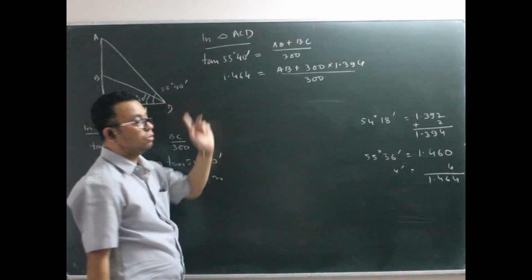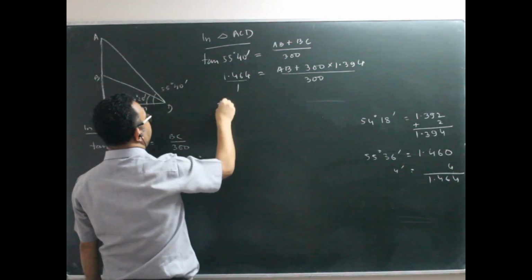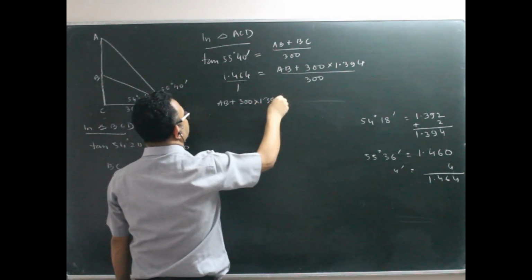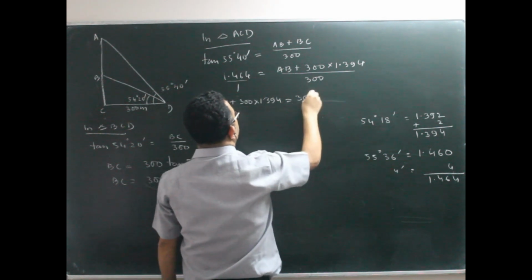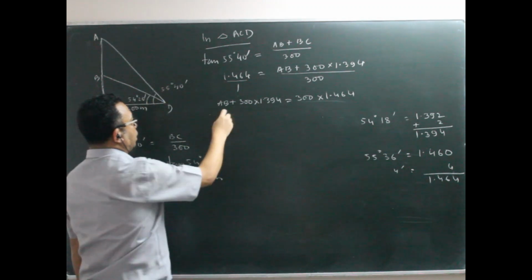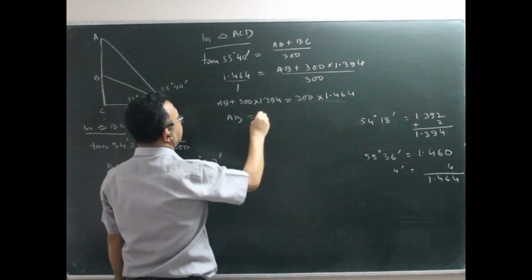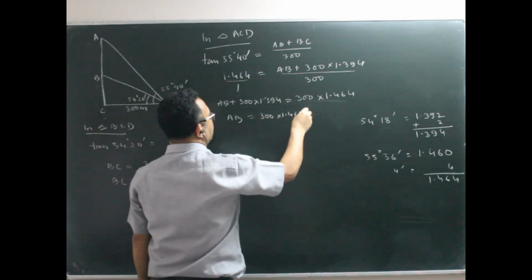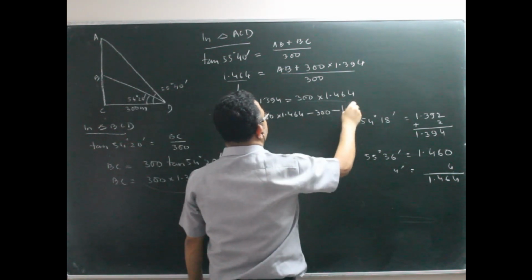Okay, what I'll do now is cross multiply. So if we cross multiply from here, it will be AB plus 300 into 1.394, equal to 300 multiplied by this, which also will be 300 into 1.464. I'm looking for AB, so let me transfer this one to the other side. As I transfer this, that side you already have 300 into 1.464 minus 300 into 1.394.